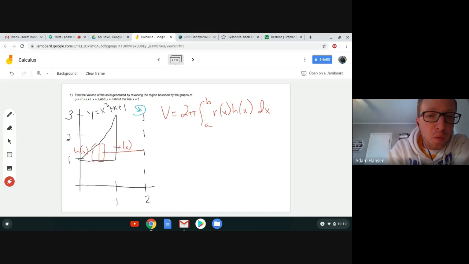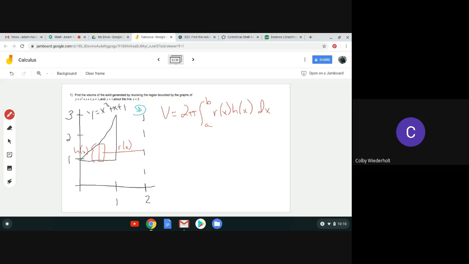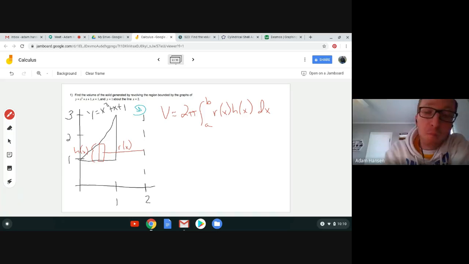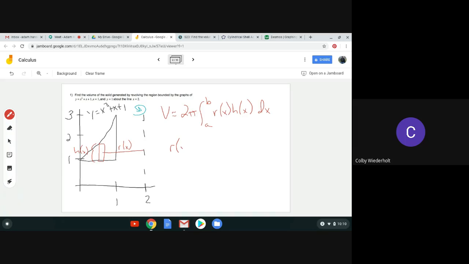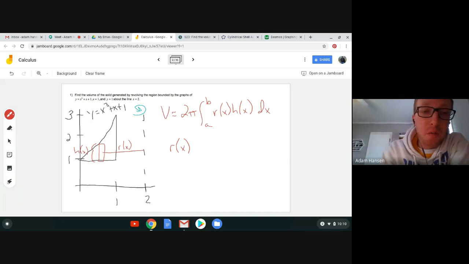I want the radius. We have some value x over here on this side. I know the total distance from left to right is 2. So what would the radius be on the right? Would it be 1? Not 1, because remember the radius can change based off of where I place that rectangle.